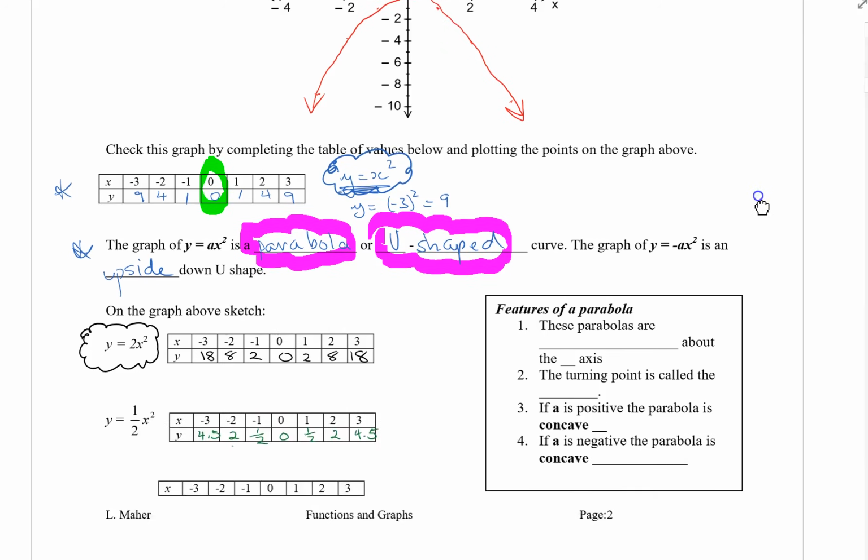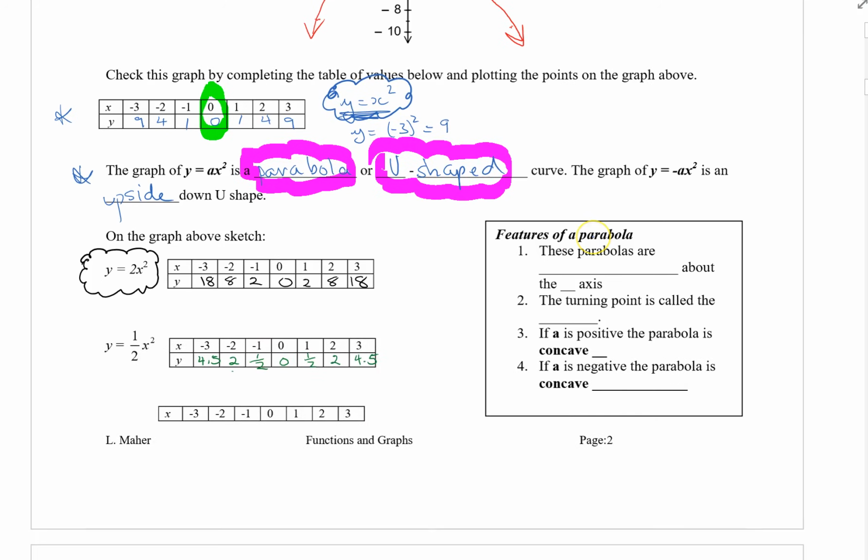Okay, let's keep going. We've got a few more things to fill out. These parabolas are what we call symmetrical. Remember, to fill out the table of values, you get the same numbers on either side of the 0, and the 0 represents the y-axis. The turning point is called the vertex. Please learn these terms so that when I'm talking about them, you know what I'm referring to.